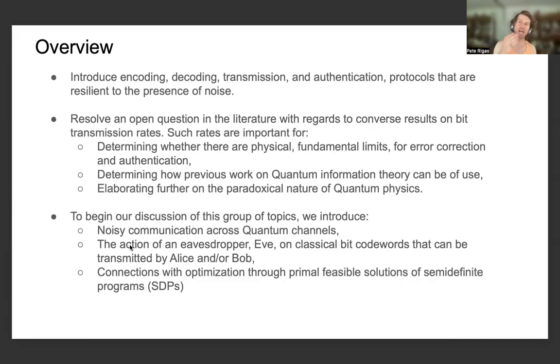So basically, how much of a significant probability can Eve have in trying to place a codeword that she has tampered with into the authenticated set of bit codewords, with at first finitely many bits and then infinitely many bits, over Alice and Bob's shared quantum channel? And this is establishing several connections to optimization through primal feasible solutions of semi-definite programs.